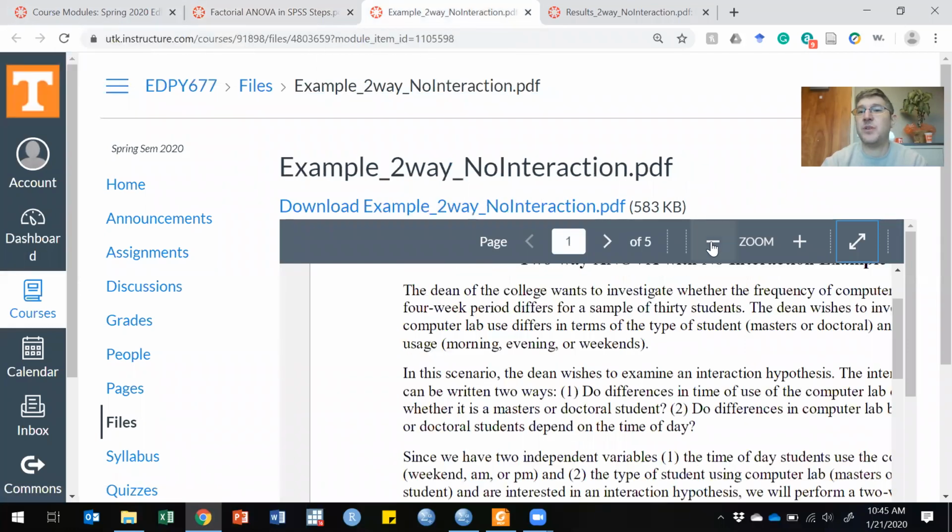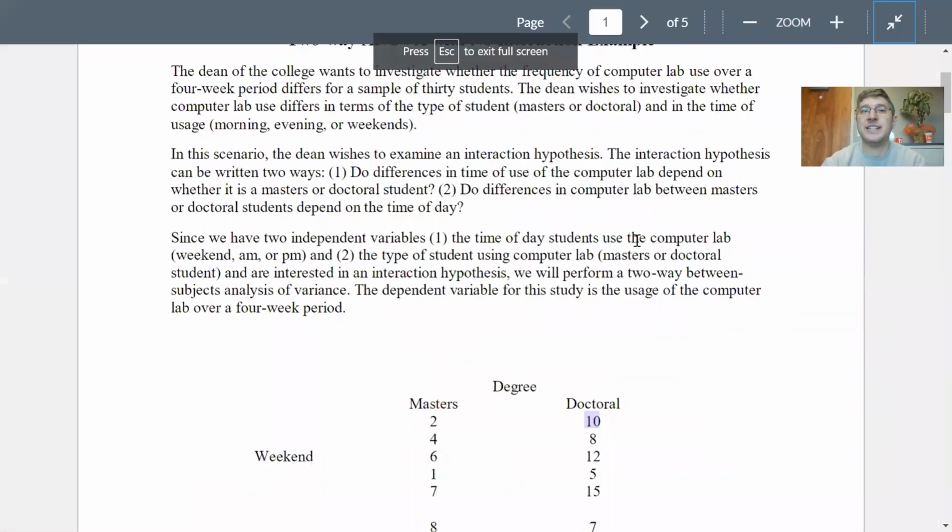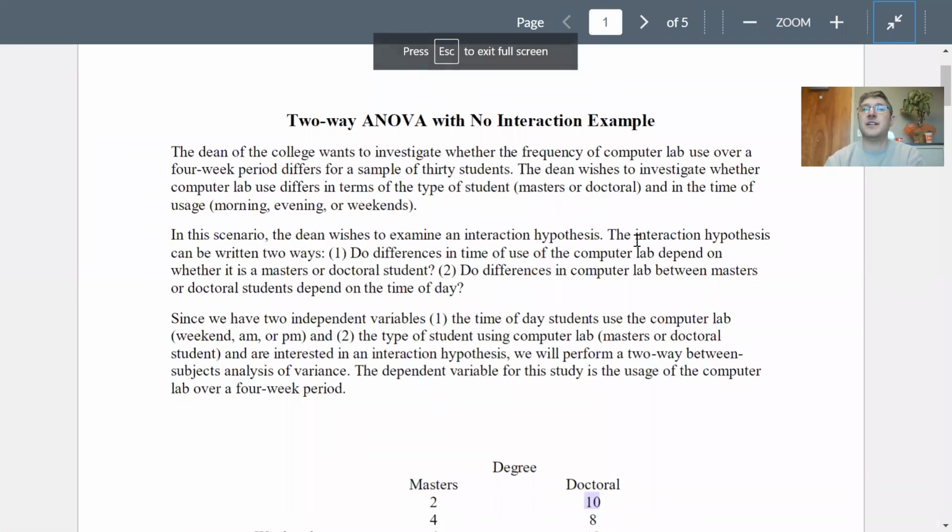So if you want to follow along with the example here, in this example, the dean of the college wants to investigate whether the frequency of computer lab use over a 4-week period differs for a sample of 30 students. So the dean wants to investigate whether computer lab use differs in terms of the type of student who uses the lab, whether they're a doctoral or master's student, and the time of day the student uses the lab, whether it's on the weekends, the mornings, or the evenings.